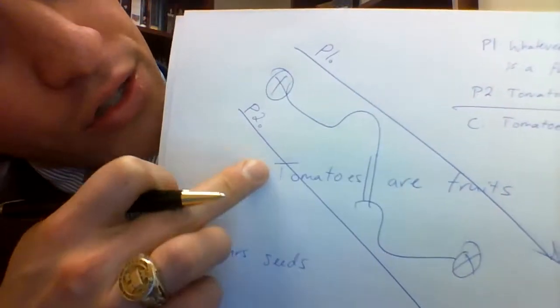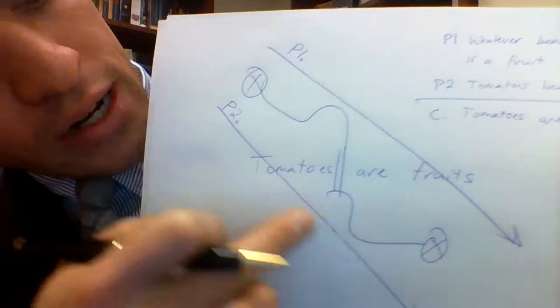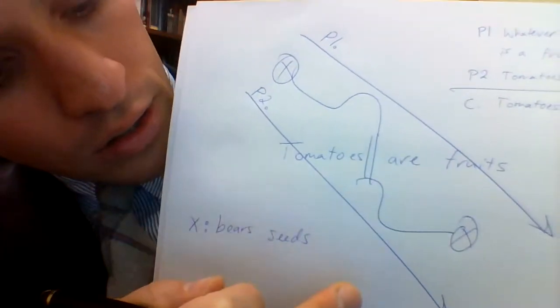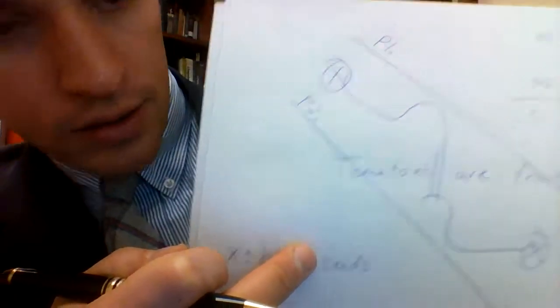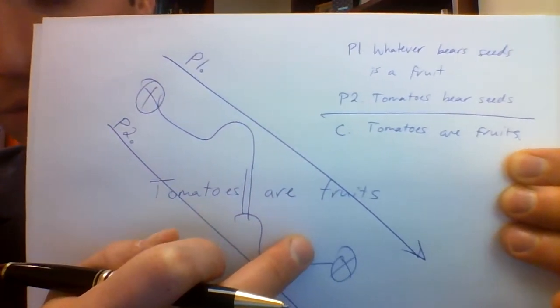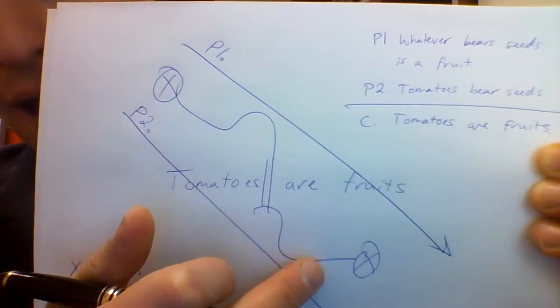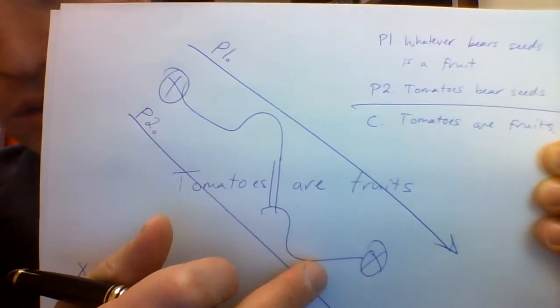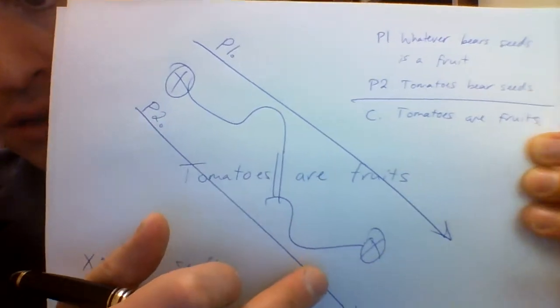And then the second premise just starts from the tomatoes here and then goes down to the X. So tomatoes bear seeds. Okay, so that's what I wrote. Tomatoes bear seeds. Therefore, tomatoes are fruits. Okay, so that is a valid syllogism, giving you a reason why you should believe that tomatoes are fruits. So that is the Whyagram method. Okay. Now, let's do a slightly harder proposition.